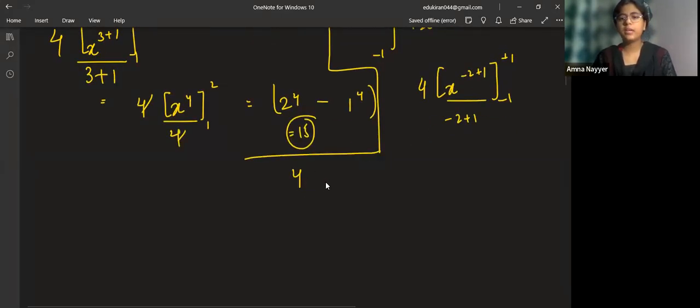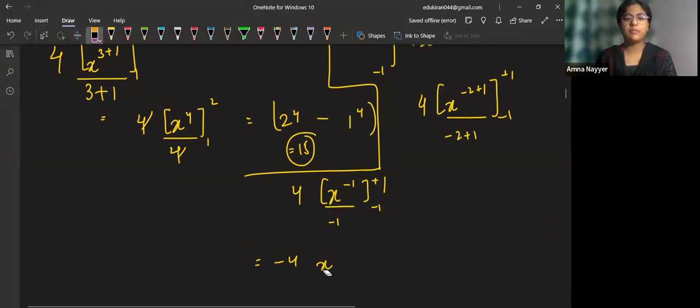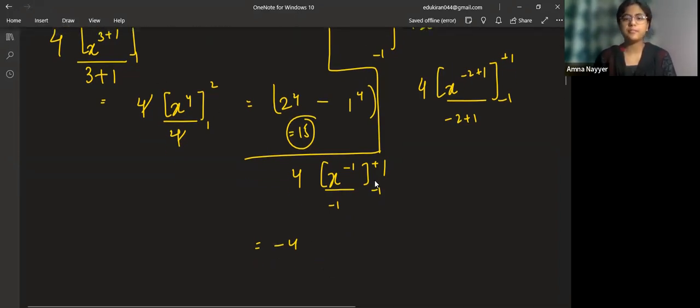So this 4 becomes common. x to the power 1 minus 2, minus 1 divided by 1 minus 2. That is minus 1. So directly the power is minus 1 to plus 1. So this becomes minus 4. This power gets multiplied. Firstly, let's substitute the values of x.